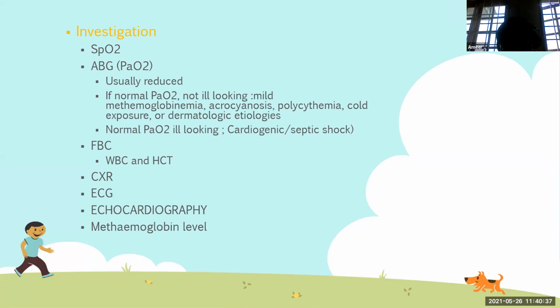And then we should also do a full blood count, focusing on the white blood cell count to check for any evidence of infection, and also check the hematocrit. The reason why we check the hematocrit is because a patient with polycythemia can also present with cyanosis. And then we can do a chest x-ray to rule out any chest pathology. Also, we can do ECG and echocardiography. And then if necessary, we can check the methemoglobin level.